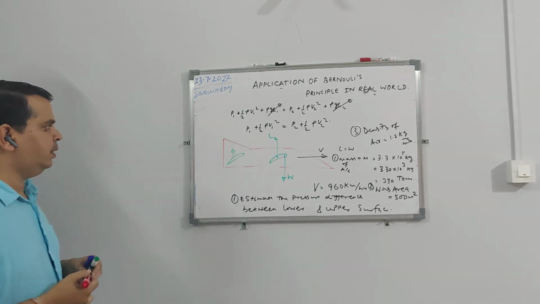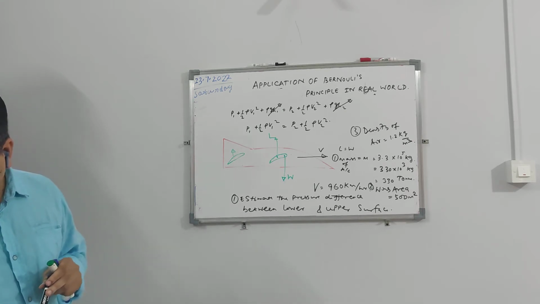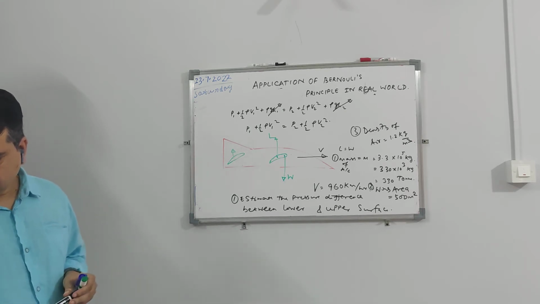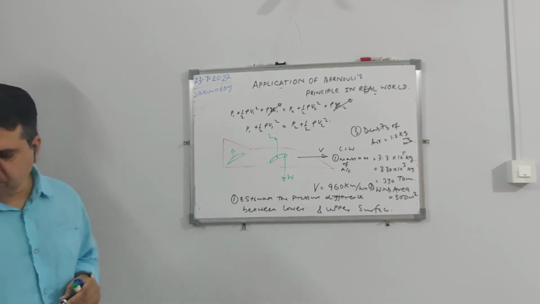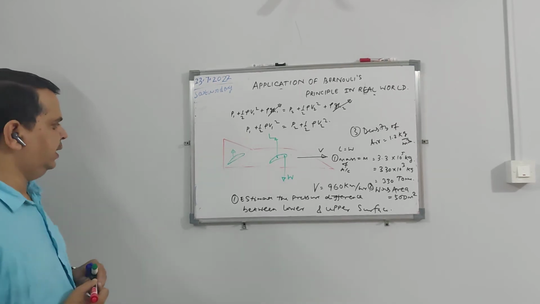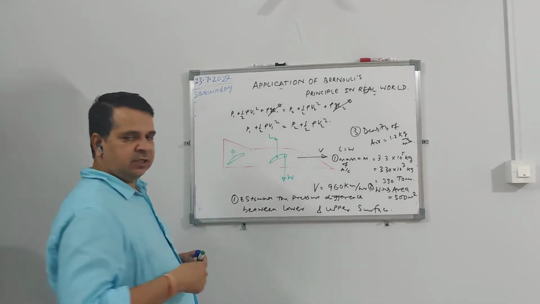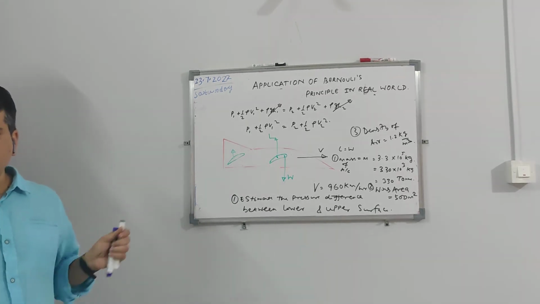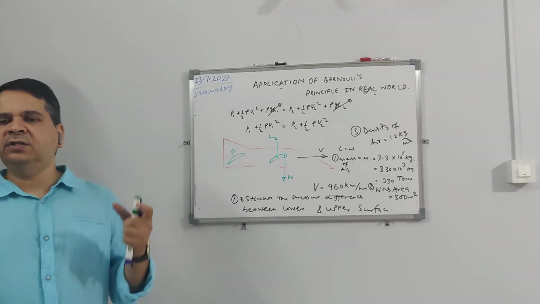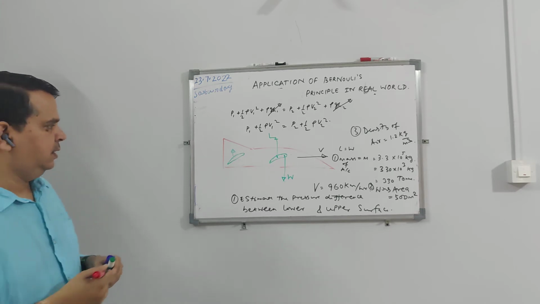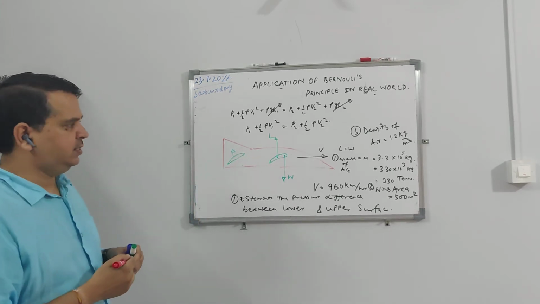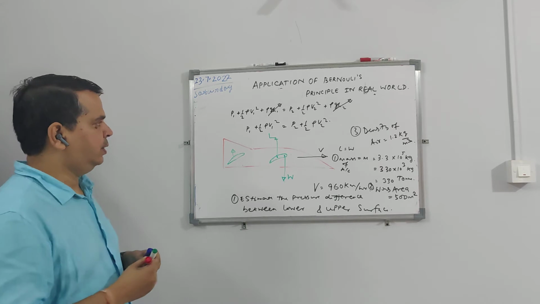So with these inputs, he is asking: estimate the pressure difference between the lower and upper surface of the wing. You just remember, you have an aircraft, you have everything, but the wing is the only thing which is creating the lift. So if you take a picture of this, the aircraft top view.